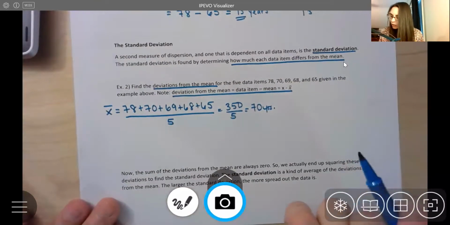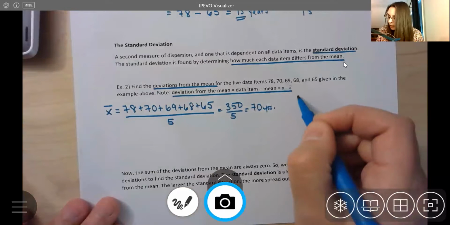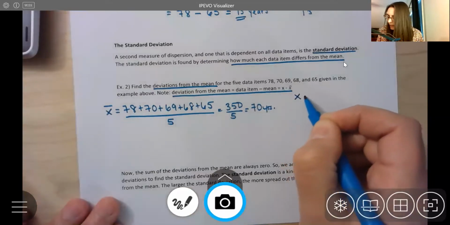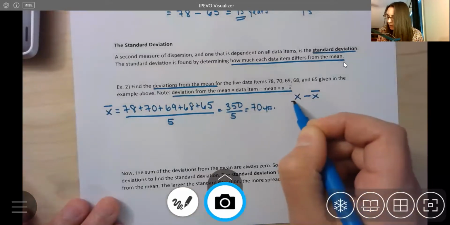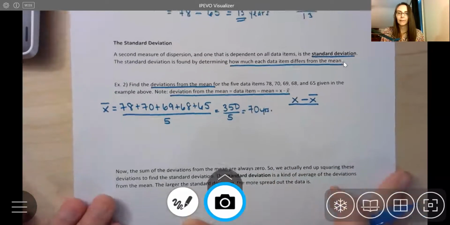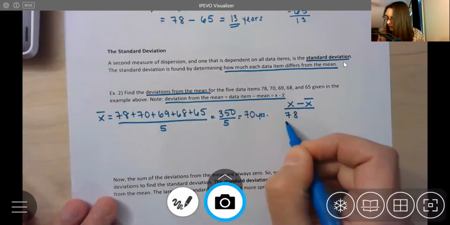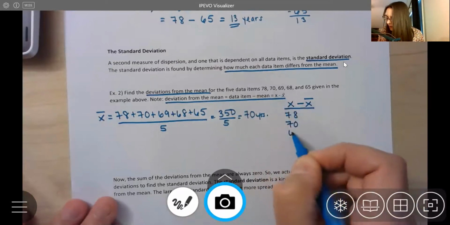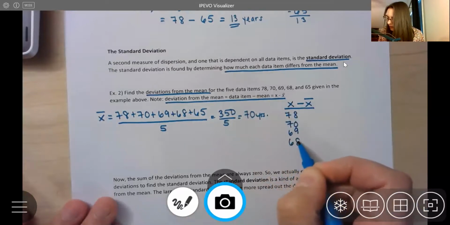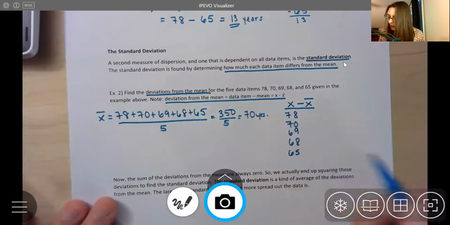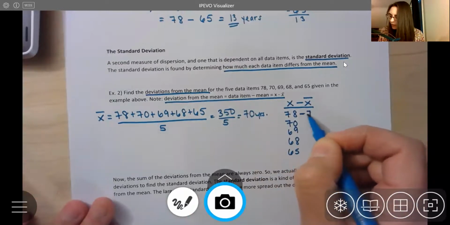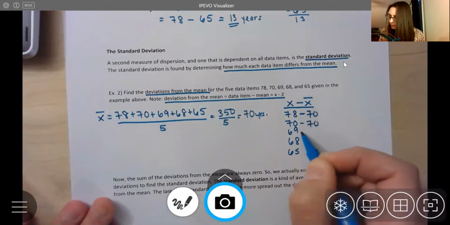So for my deviation then, what I'm going to do is for each x value, I'm going to take that x value and subtract the mean. So I'm just going to make a little mini table here. So my first x value is 78, then I have 70, then I have 69, 68, and 65. So each of those x values will get subtracted with the mean, which is 70.